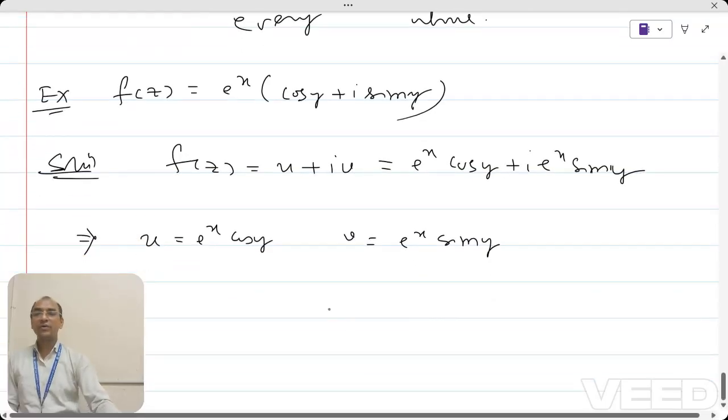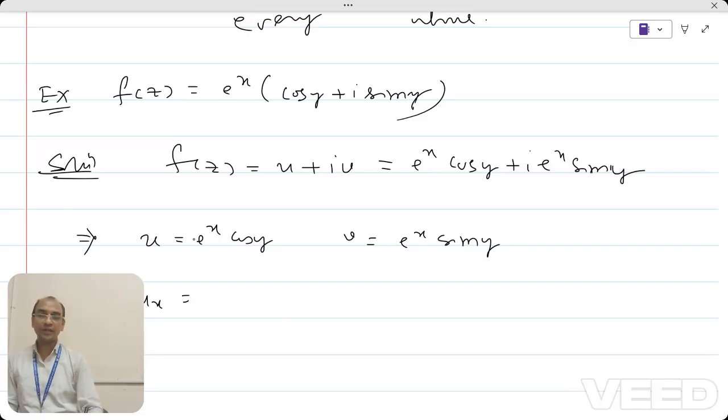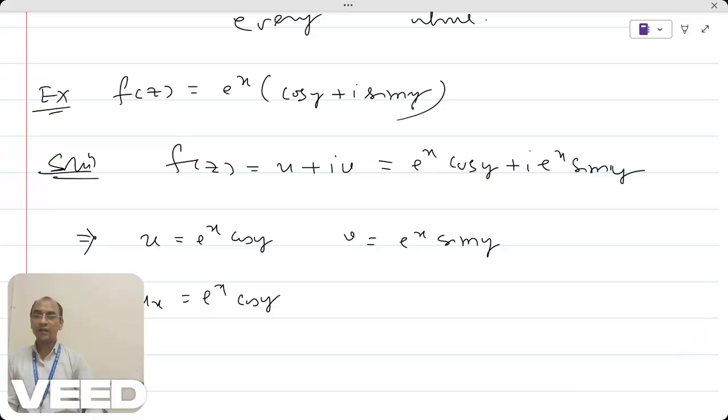Okay, so now find ux, derivative of u with respect to x. When we are finding derivative of u with respect to x, cos y will be constant. Derivative of e to the power x will be e to the power x cos y. Then uy, when we are finding derivative of u with respect to y, e to the power x will be constant. Derivative of cos y is minus sin y. So e to the power x sin y minus of that.